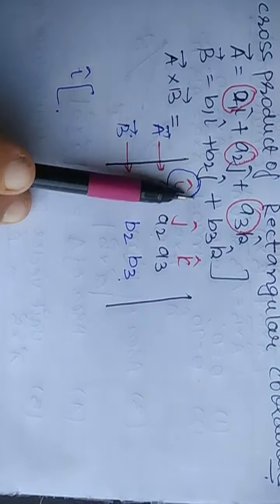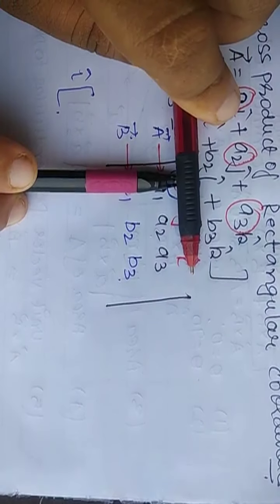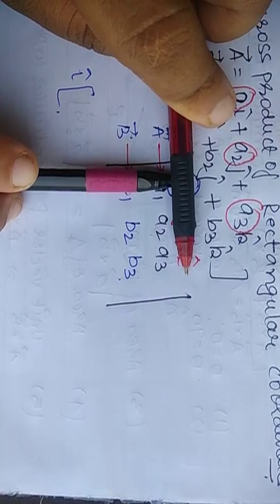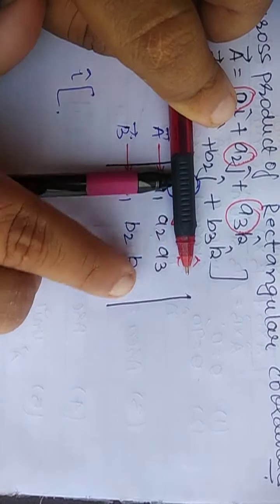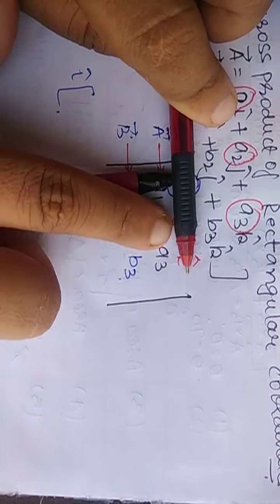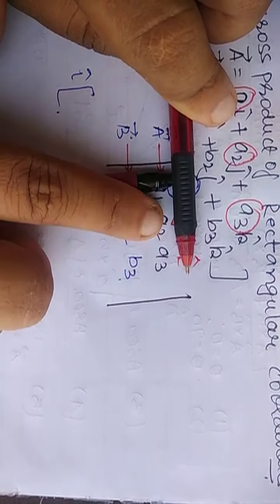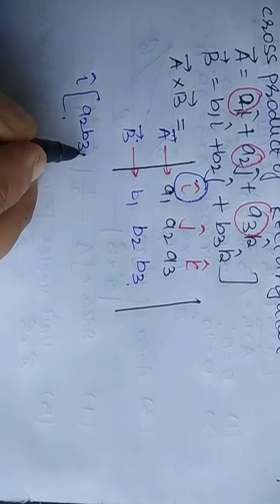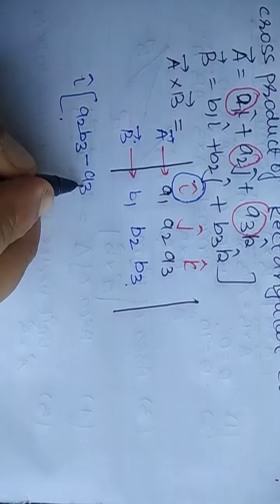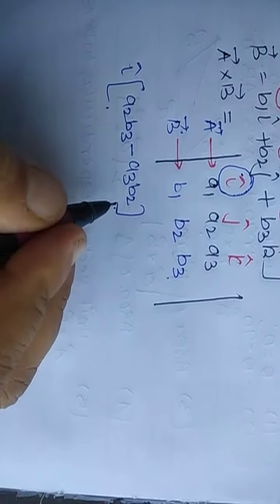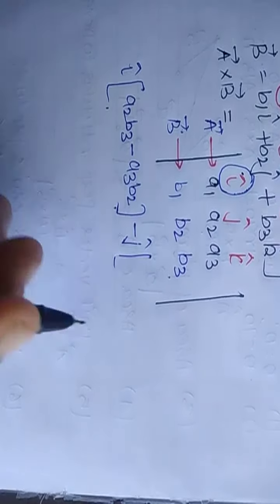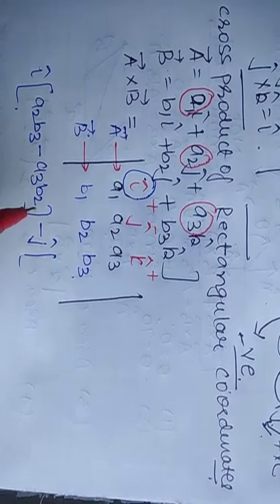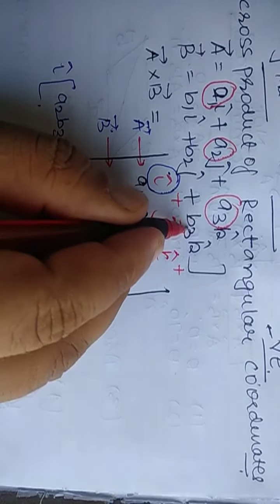Now on the side where i is, imagine with your hand that the line is not visible to us. You are able to see only four numbers: 1 2 3 4. So this multiplied by this minus this multiplied by this: a2 b3 minus b2 a3. So i cap will be a2 b3 minus a3 b2. Clear? Now minus j cap. The important thing is that when you solve this, the sign pattern is plus, negative, and again plus. So minus.